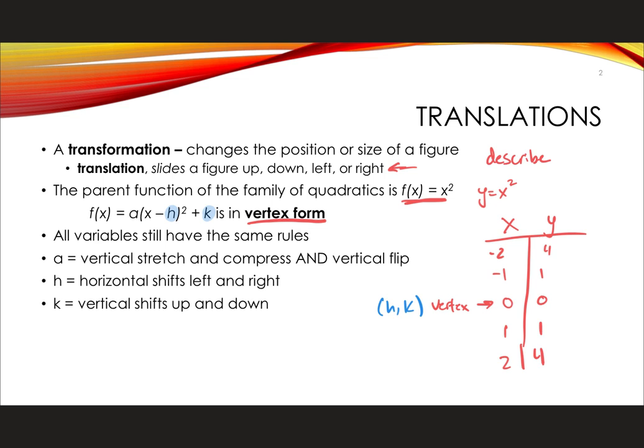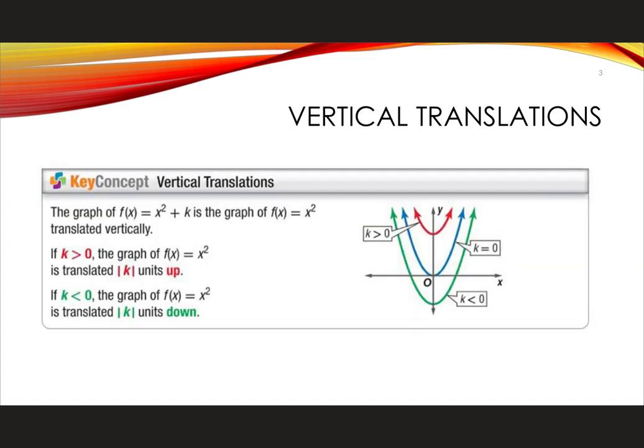Now, as for the other letters, and H and K included, they all have the same rules. So A does vertical stretches and compresses, making the curve narrower or fatter, and it does vertical flips. H does horizontal shifts left and right, and K does vertical shifts up and down. So, same rules, same letters, different graph. Let's go. All right, so let's go ahead and talk about one of the easier ones, K.